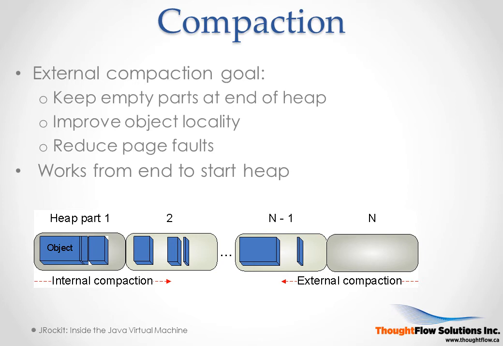The way these will work is you'll have one cycle of internal compaction and one cycle of external compaction. Internal compaction will move from the start higher into the heap, whereas external compaction will start from the end and work its way backwards, then they will meet in the middle and then start over again.